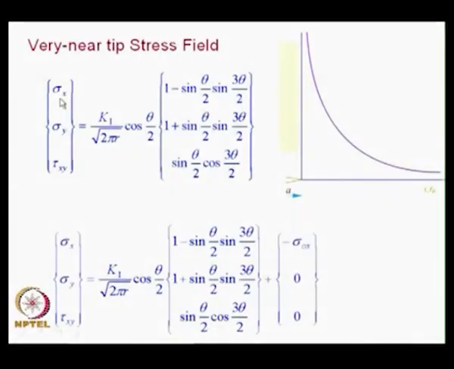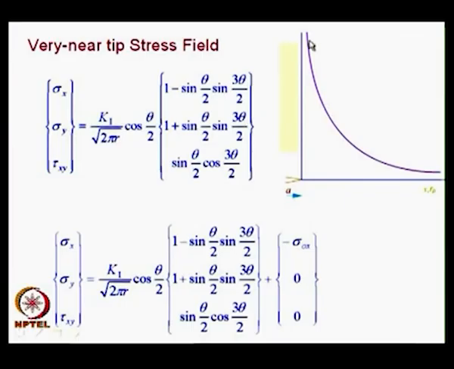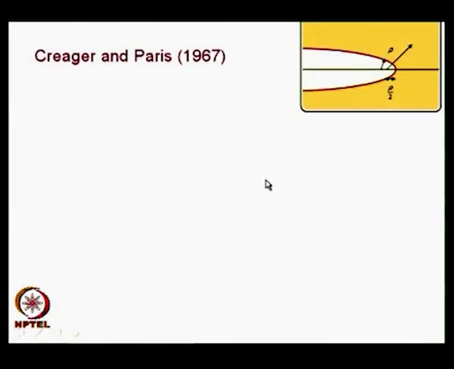The Westergaard solution gives you, at the crack tip, both sigma x and sigma y like this: they asymptotically increase to infinity and go to 0 when you go along the x direction. But what would really happen at the crack tip? The crack tip is not going to be sharp. In a real material, the crack tip would blunt.